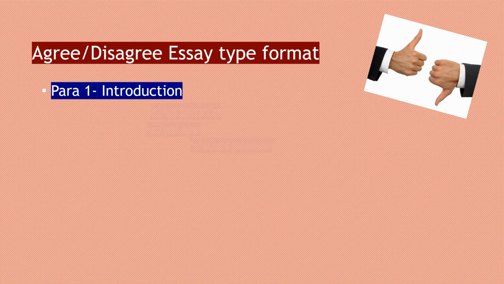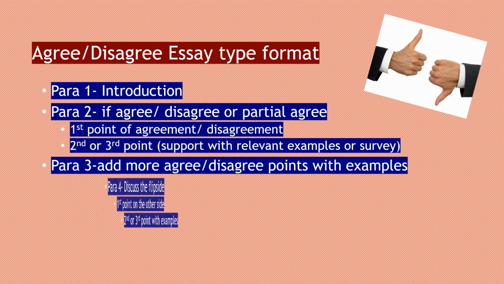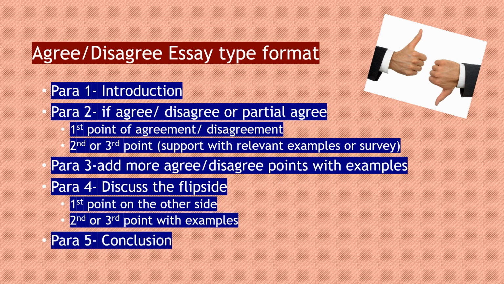Alright, now as we are discussing an agree-disagree essay type format, let's find out what are the different paragraphs that we are going to be making. So all in all, we are going to segregate into 4 to 5 paragraphs. Paragraph 1 is the introduction. Paragraph 2 is, if you want to agree or disagree or partially agree, then you need to write down the points supporting your thought.